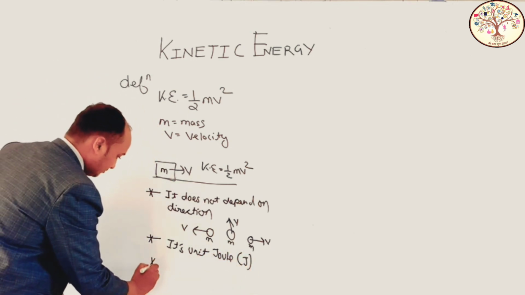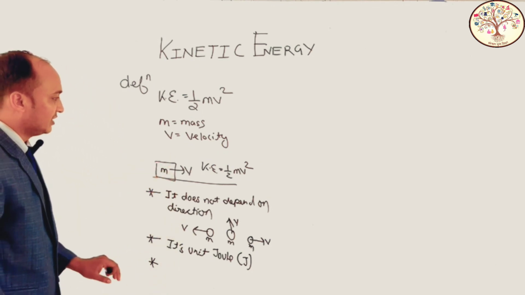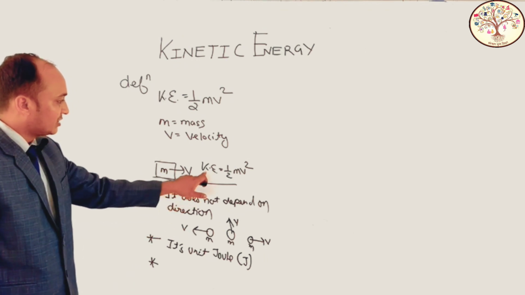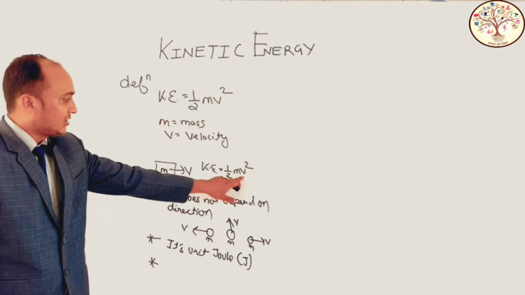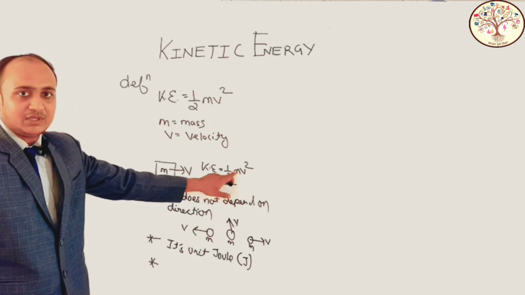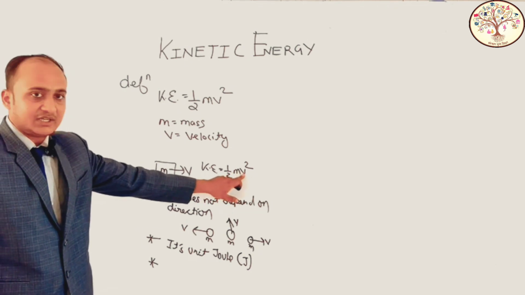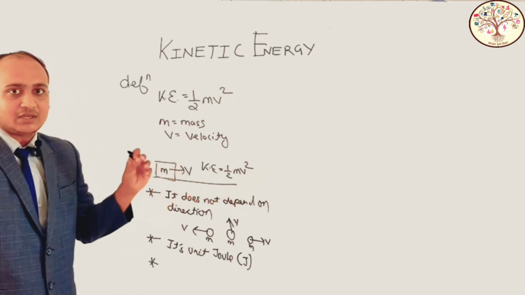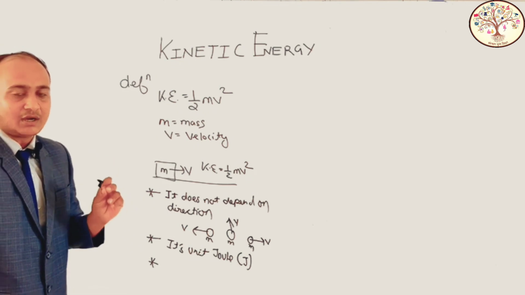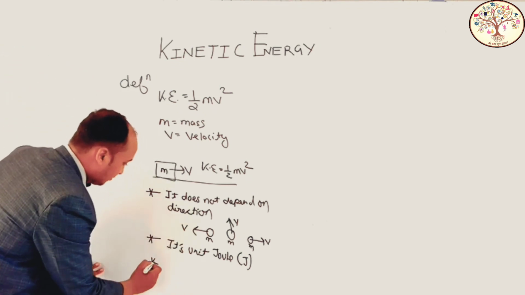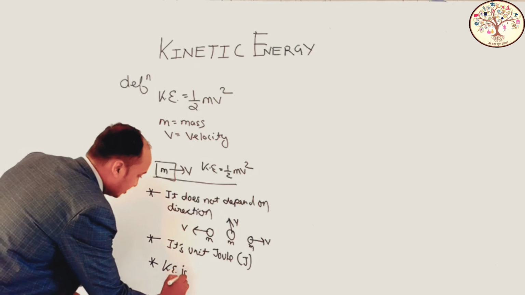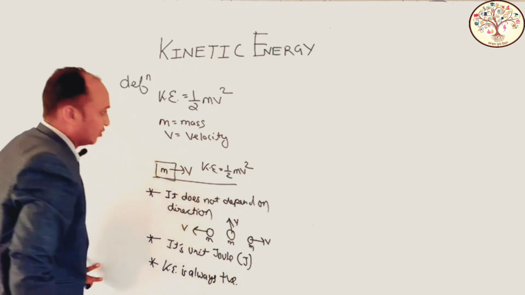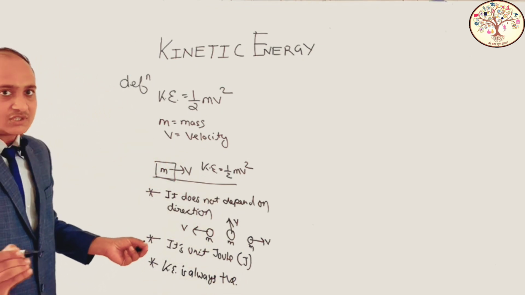And the third important point of kinetic energy is, I have said 2 points but there are 3 points. You can see in the formula that there is a mass and there is a velocity. Mass can never be negative. Velocity can be negative, but as there is a square, it will be positive. So kinetic energy can never be negative. It is always a positive quantity. So this is the third point: kinetic energy is always positive.